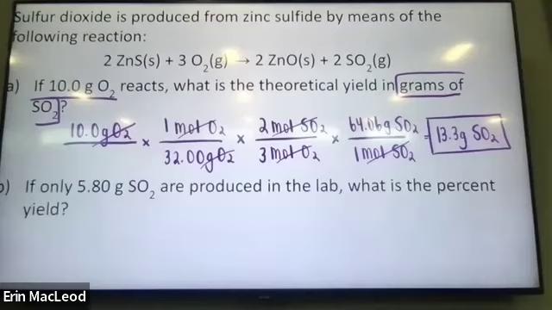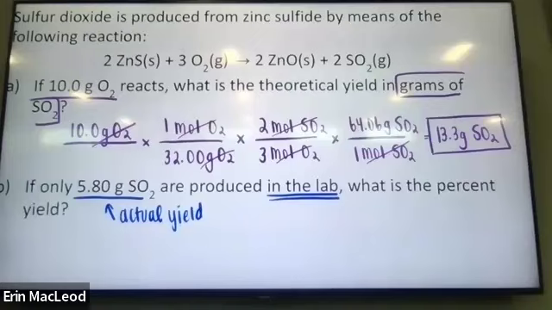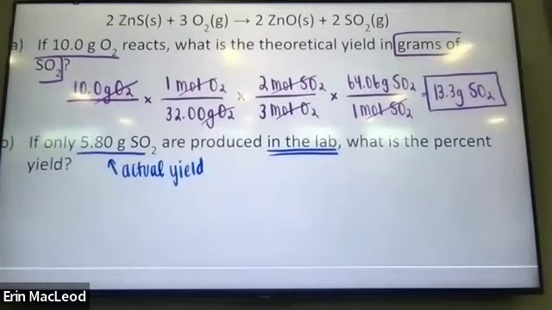And then part B, it says if only 5.80 grams are produced, and this is the key phrase, in the lab. Right? Because again, when we're doing word problems, I've got to give you some indication that somebody went into the lab and did this experiment. So this tells you that this is the actual yield. And so how much did you actually make? Well, this person went into the lab and they actually made only 5.80 grams.